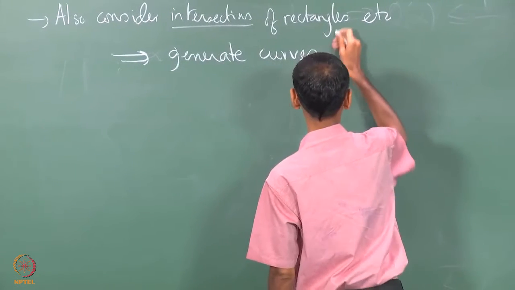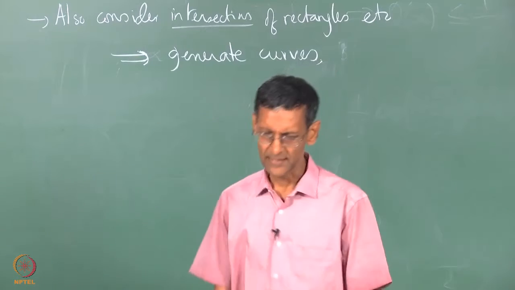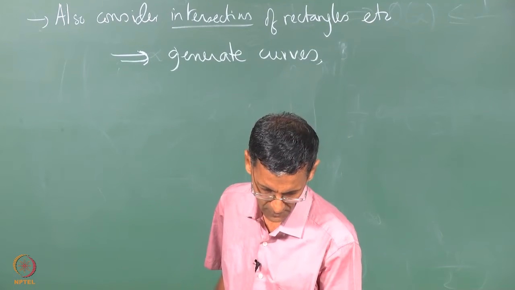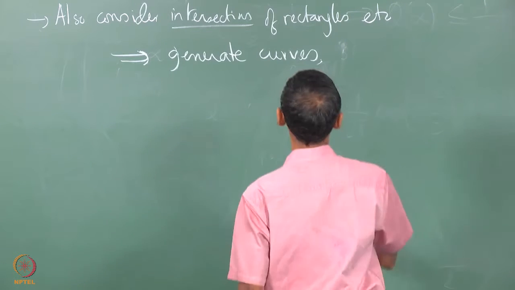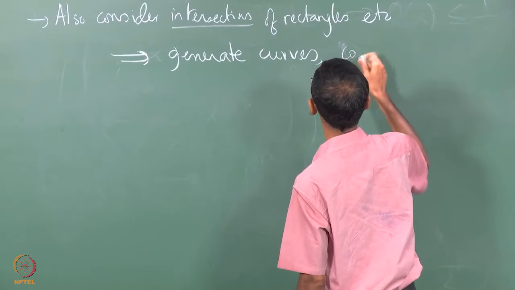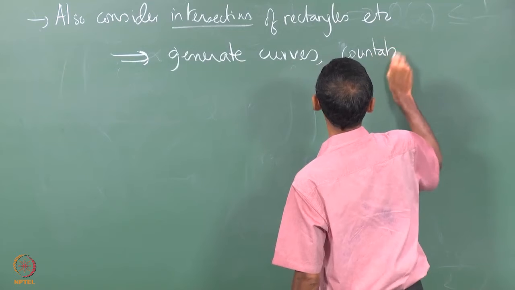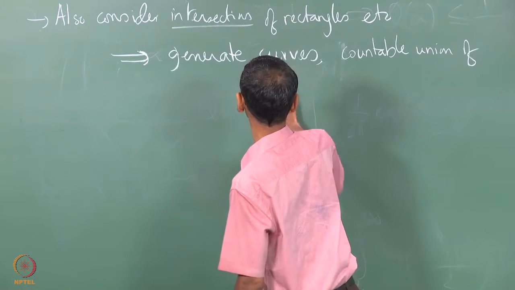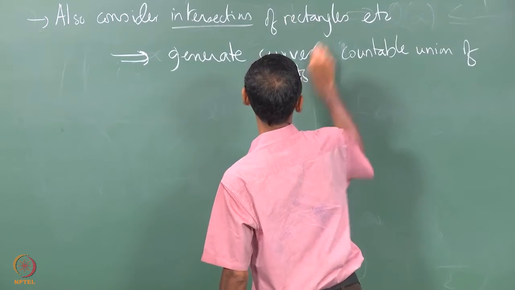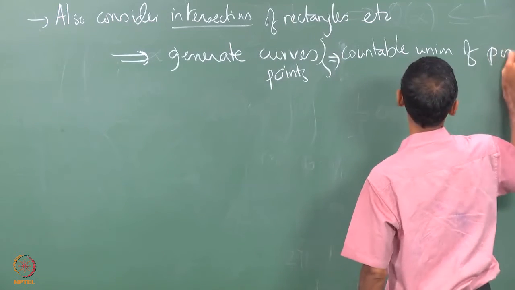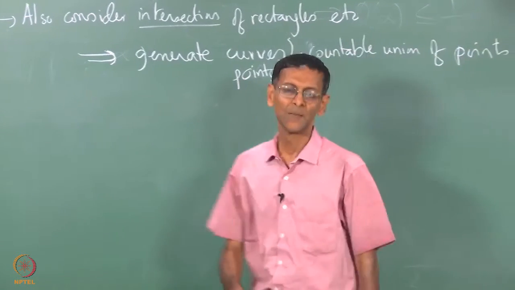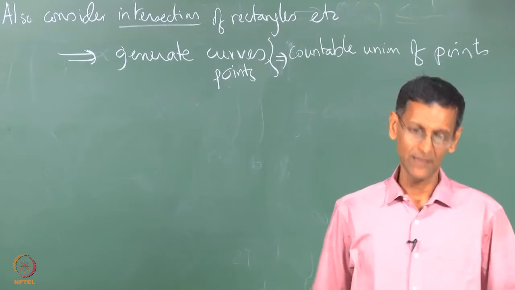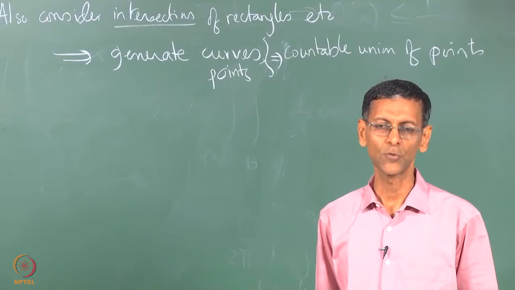Sets, right, I would say, what did I write here? Countable union of points. You can also generate a countable union of points. You can generate curves, points, and then from this you can generate countable union of points. How do I get a point? My point is the intersection of 4 rectangles, if you wish, where the boundary is included in each rectangle.